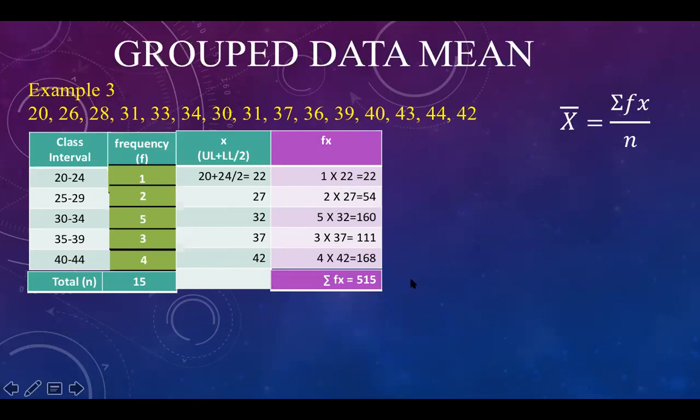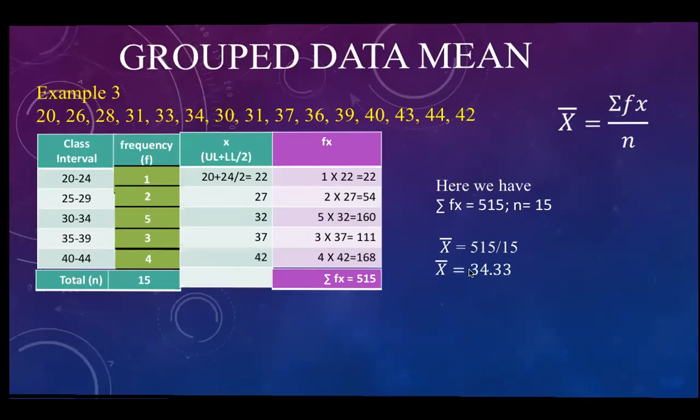Okay, so we have the summation of fx, which is equal to 515, and we need n, which is equal to 15. Applying these values in the formula, x bar is equal to 515 divided by n, which is 15. Then calculate this. The mean will be equal to 34.33. The mean score is 34.33.